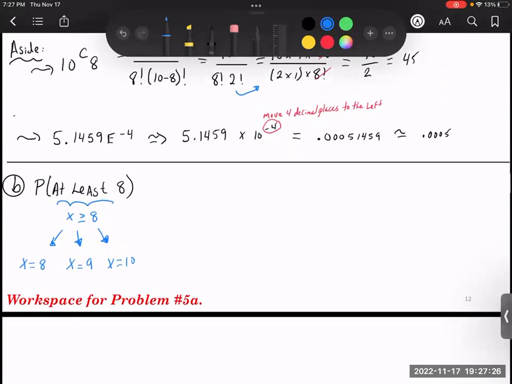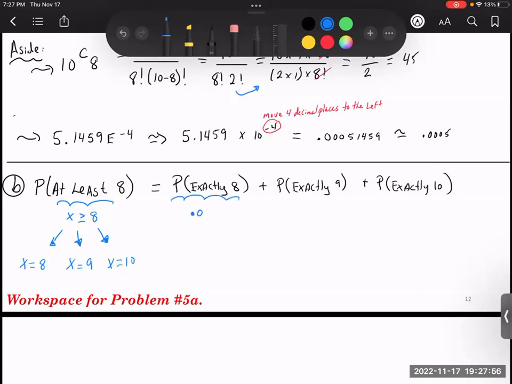So to do the at least case, it's like computing the probability of getting exactly 8 couples, which we've already done, plus the probability of getting exactly 9 couples, plus the probability of getting exactly 10 couples. That's like what we were doing the other day. For the exactly 8 case, we already saw that this answer is 0.005. The only 2 cases we have to do now are the exactly 9 and 10 cases.